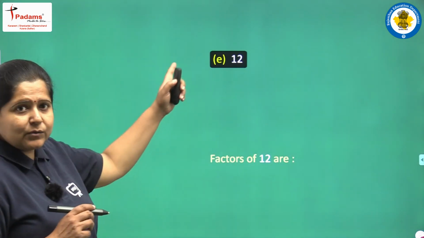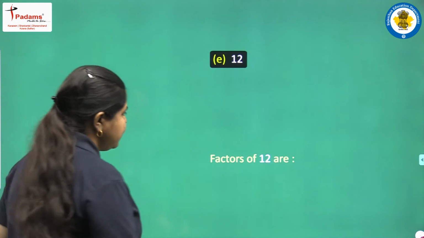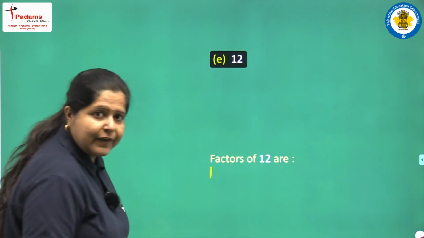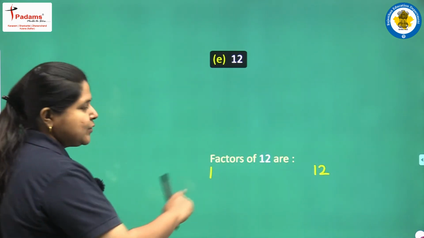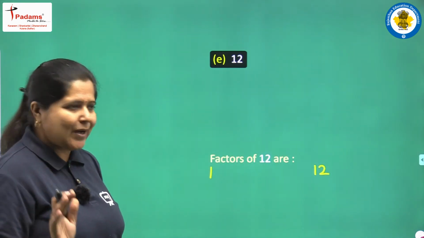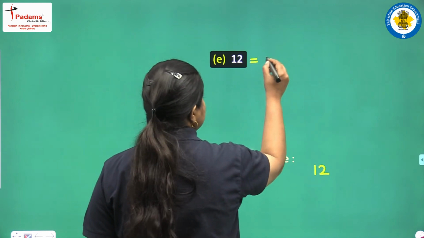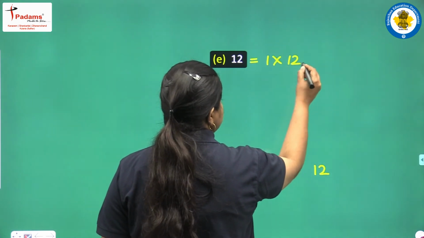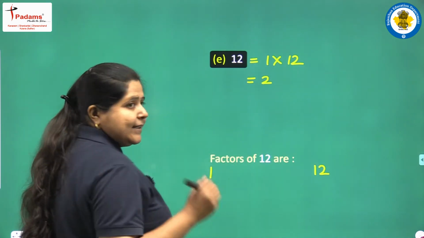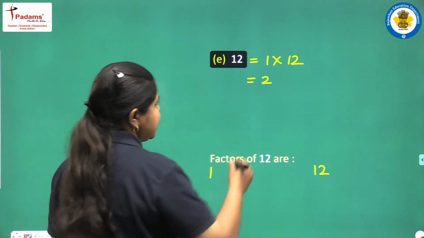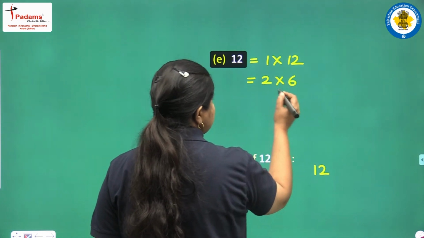We have to write down the factors of 12. Again we know that 1 is a factor of every number and every number is a factor of itself. So these two factors are very well known to us. We can write it straight away, 1 into 12. Then we will look for 2. Will 2 divide 12 completely? Yes, because 2 6 is 12.